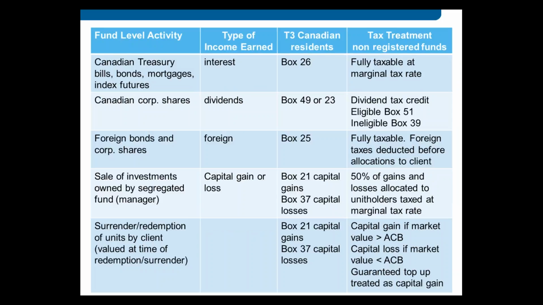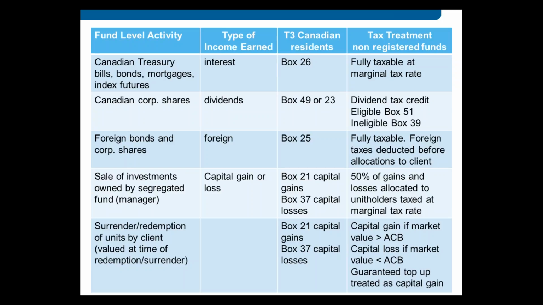When you're looking at fund level activity, and you're then looking at how income is reported, Canadian Treasury bills, bonds, mortgages, and index futures generally generate interest, which is reported for Canadian residents on box 26. It is fully taxable at the investor's marginal tax rate.